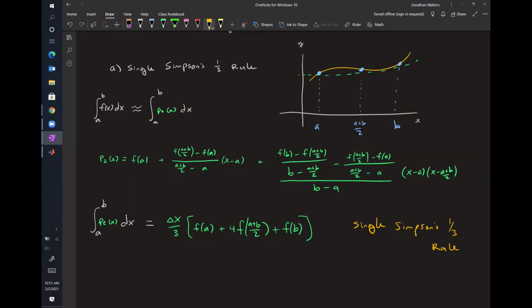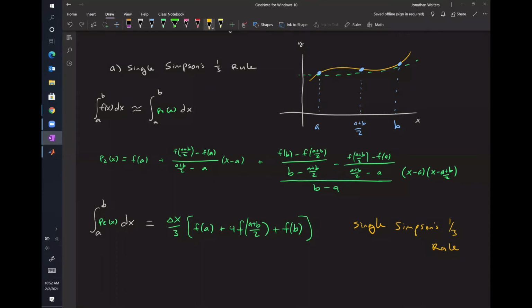All right, so notice that a single application of Simpson's rule requires 2 intervals because I'm creating a quadratic polynomial. If I have a quadratic polynomial, I have to have 3 points. 3 points means I have to have 2 subintervals. And what I'm going to assume is that those intervals are equally spaced. Therefore, I'm using the midpoint, a plus b over 2. That makes sense?